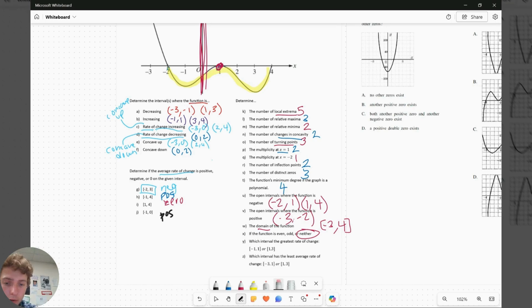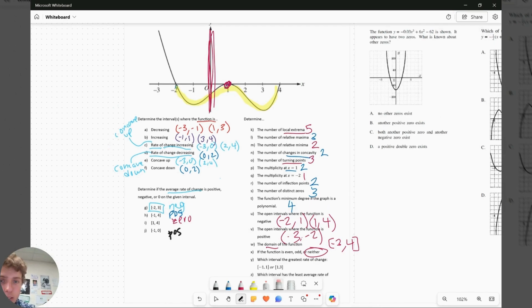What interval is the rate of change the greatest? So again, just start drawing your different lines and seeing which one might be going up faster. So -1 to 1, that looks like it's going up there. And then from 1 to 3, it looks like it's going down. So I'd probably say the positive one is greater.